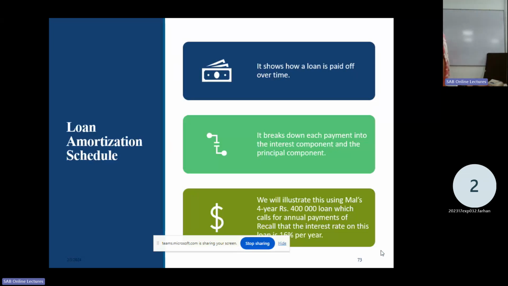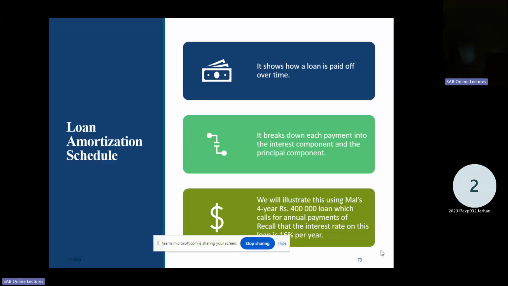You may deposit the installment at the end of each year or at the end of each month. If you have borrowed for 5 years, when you pay the installment for the 5 years, your loan is paid over. So this amortization schedule shows us how a loan is paid off over your loan period.